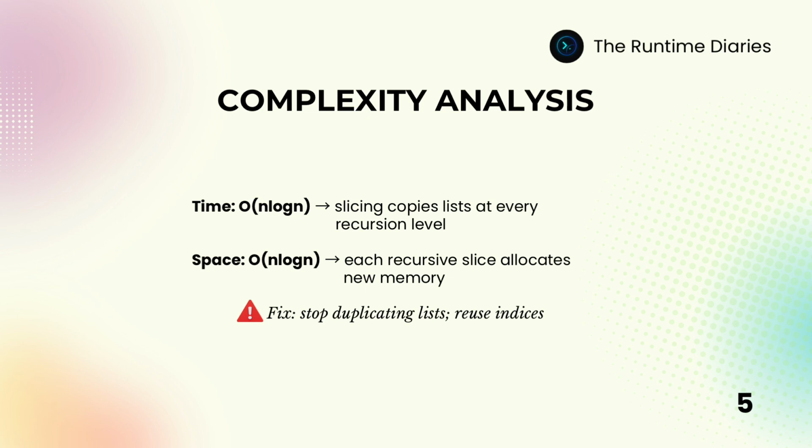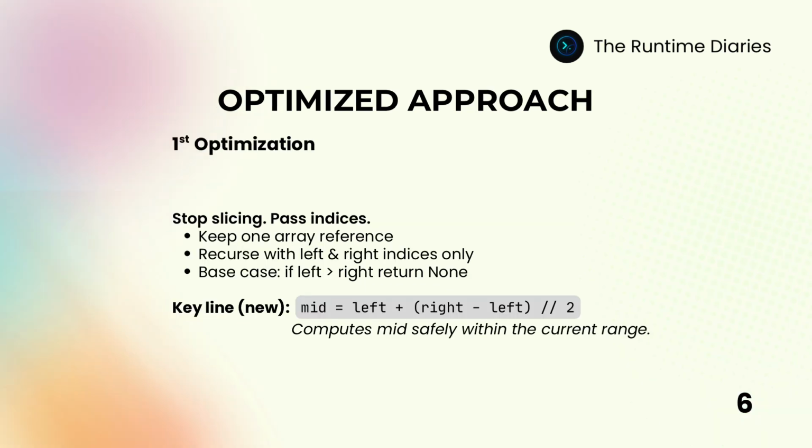Our fix is to stop duplicating lists and reuse indices instead. Here's where things get smarter. Instead of slicing lists, we'll keep one array and simply track where each subarray begins and ends using indices. This small structural change eliminates all the copying. Our new key line is mid equals left plus right minus left, floor division by 2. It computes the middle index safely within the current range. This is the foundation of our first big optimization.